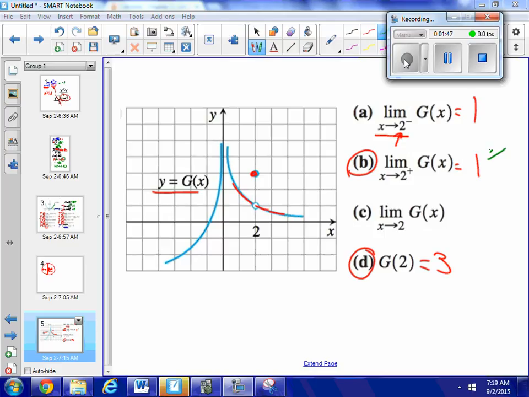Since I have the same right-hand limit as left-hand limit, then I can just say, well, I have a limit. I don't need the little plus or minus anymore, and that limit is equal to 1. It doesn't matter the fact that at 2 the value is 3. The limit as I'm approaching 2 on the x scale gets really close to 1, almost 1, just a point away from 1. That is the limit.